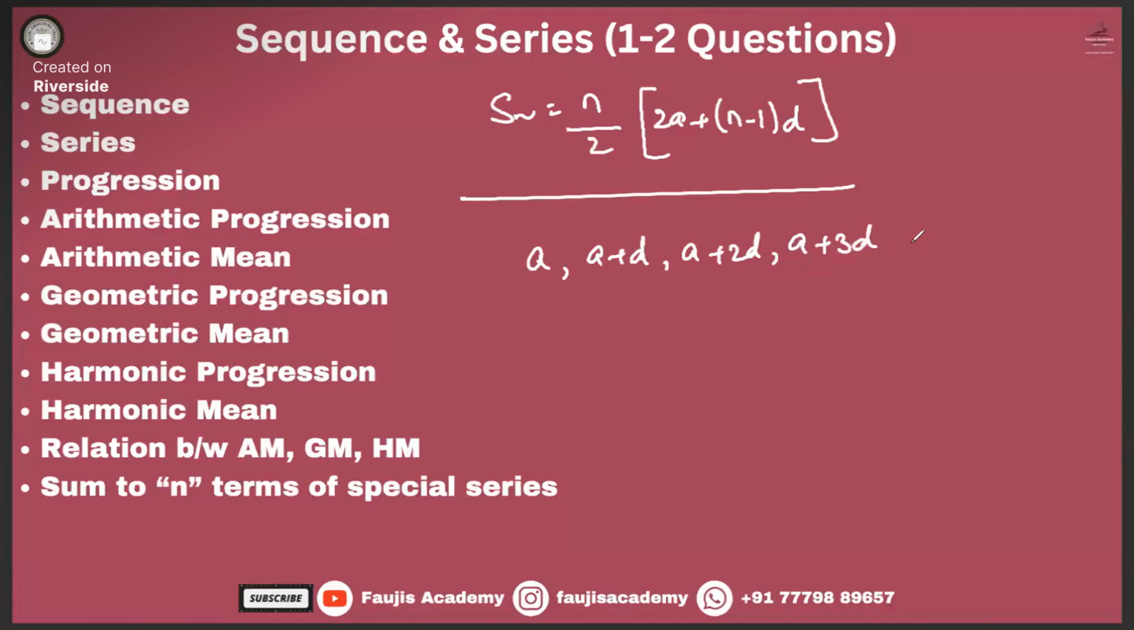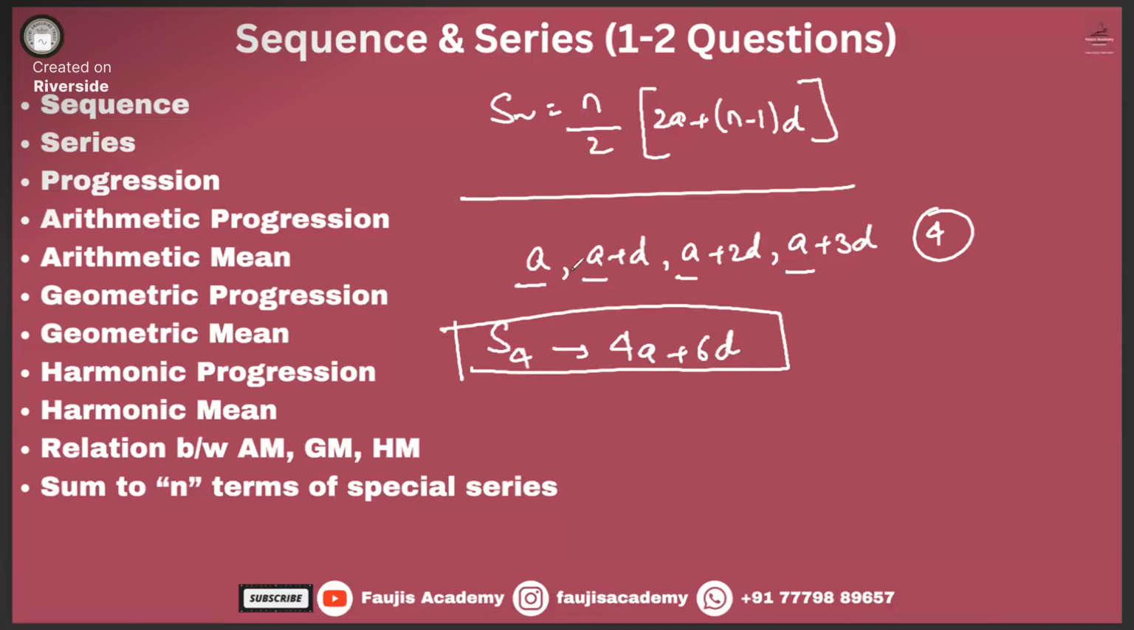Let us say we want to find the sum of 4 terms. What is the sum of 4 terms? 4a plus 6d, right? Sn is equal to n by 2, that means 4 by 2, into 2a plus n minus 1, that means 3, into d.